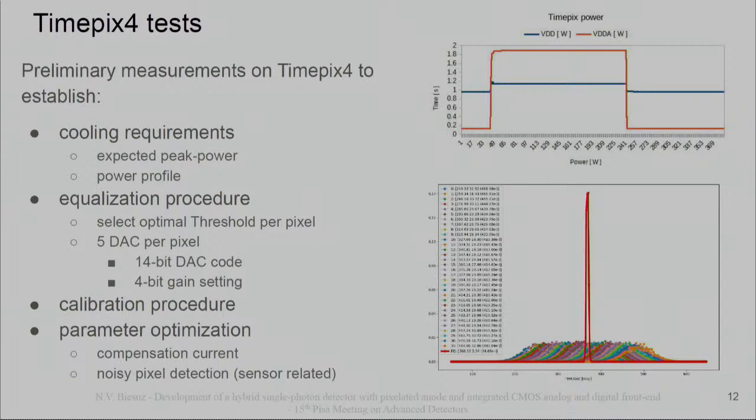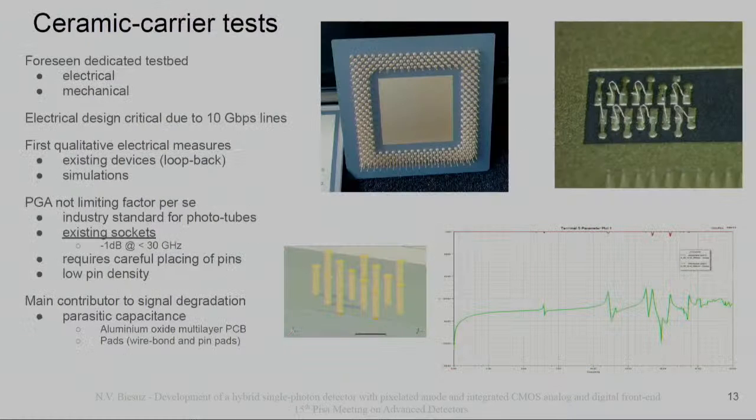We are also studying equalization procedures because, as you can expect, each pixel needs to be equalized independently from all the others, and so again you have lots of parameters that you can play with. Here you have the Gaussian that is given by the equalization with different DACs, digital to analog converters, to set the threshold for each pixel, as an example plot. And we are also preparing calibration procedures and parameter optimization for the Timepix.